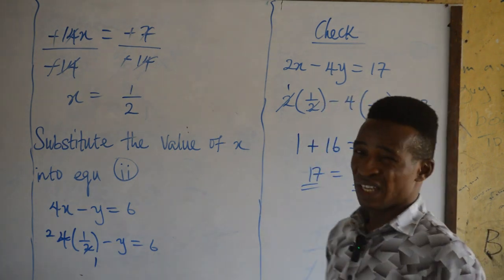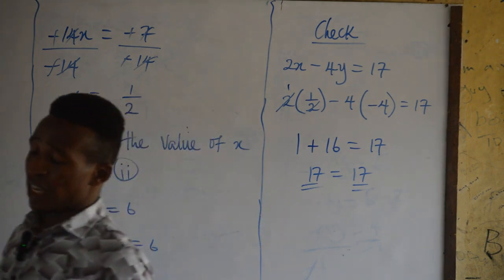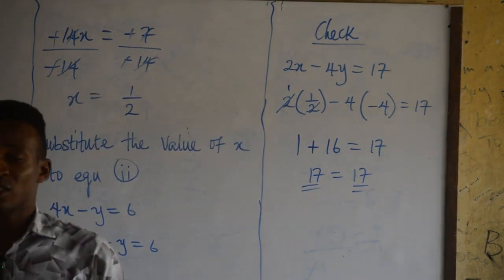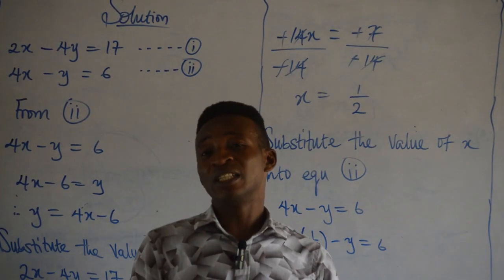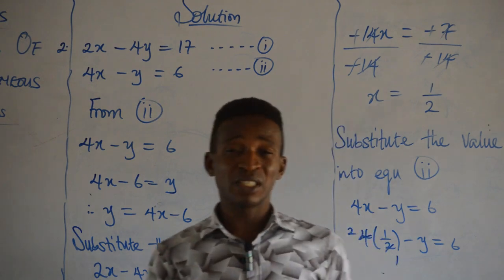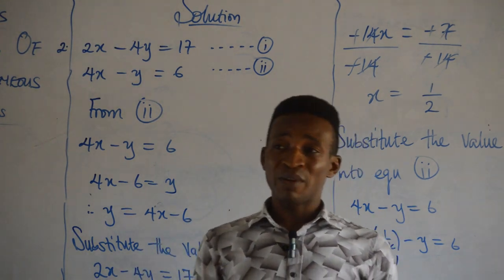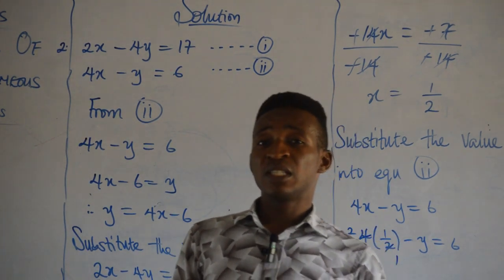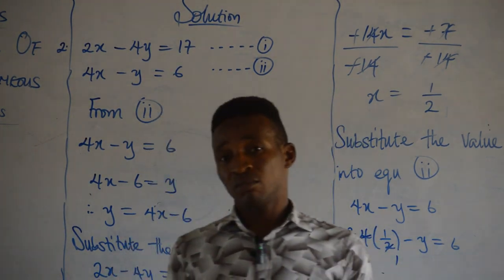LHS equals RHS. Now, since your LHS is already equal to RHS, you don't need to bother yourself again. All you just need to do is jubilate. I've gotten the answer correctly. So for the substitution method today, we've gotten the answer correctly, and we have been able to solve the 2 questions without any stress.